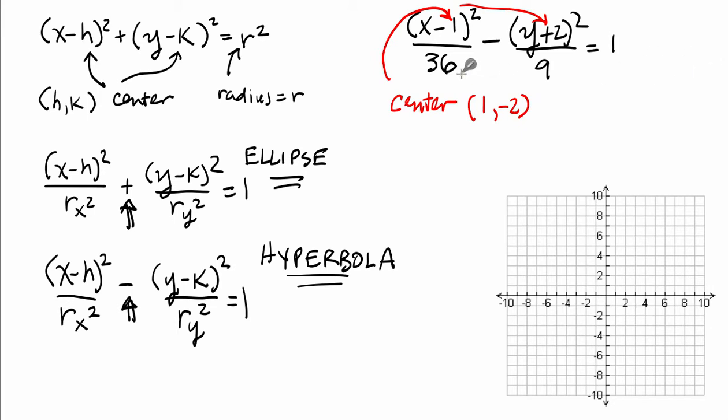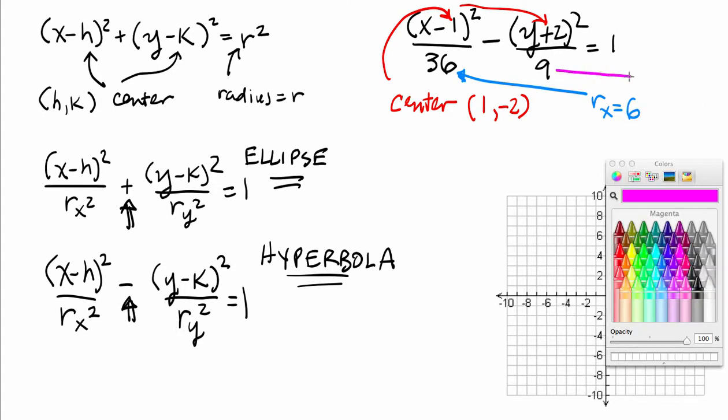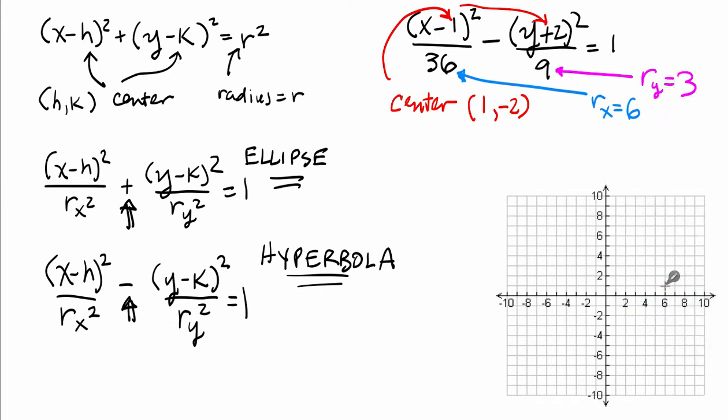And further, looking at the quantities in the denominator, the 36 indicates that the x radius is going to be 6, and finally the 9 in the denominator underneath the y squared term indicates that the y radius is going to be 3. Let's try to begin putting all this together.